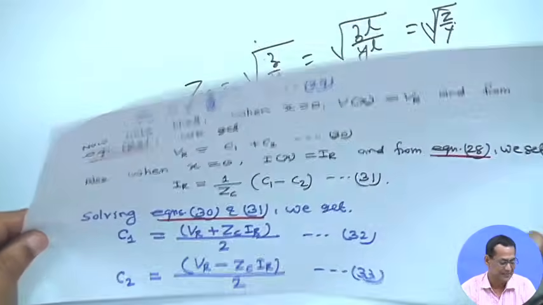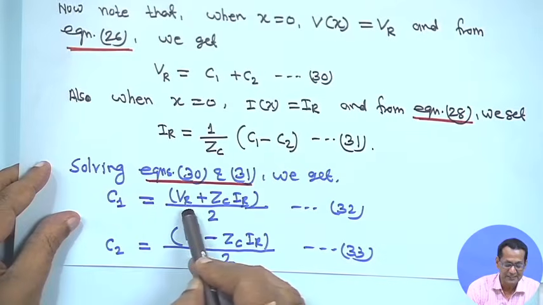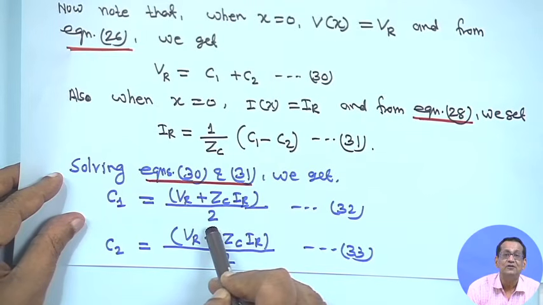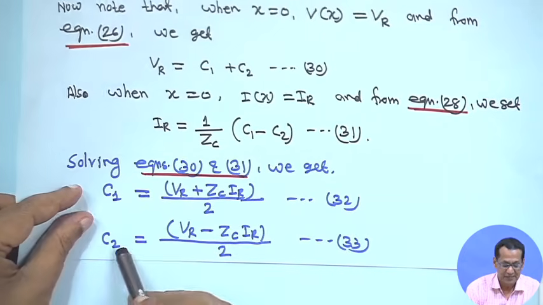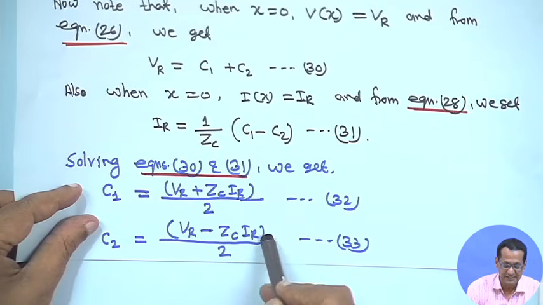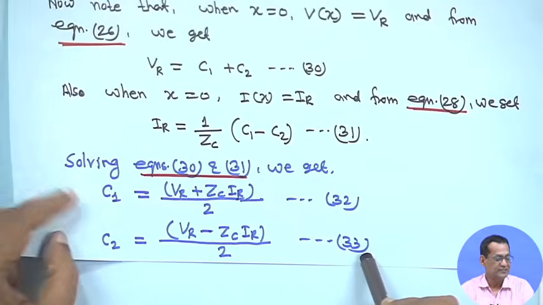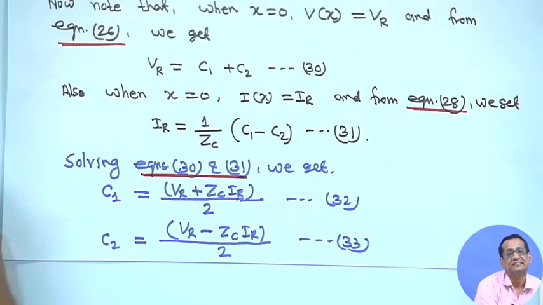If you solve it, you will get C 1 is equal to V r plus Z c into I r by 2, this is equation 32, and C 2 is equal to V r minus Z c into I r by 2, this is equation 33. So, C 1 and C 2, both the constants, are evaluated.